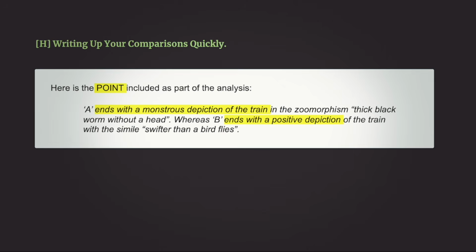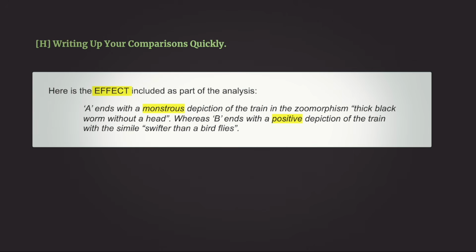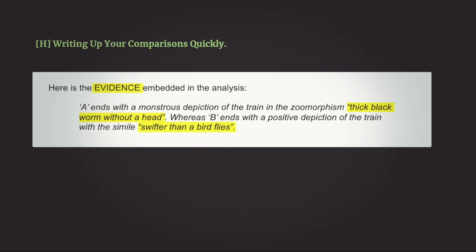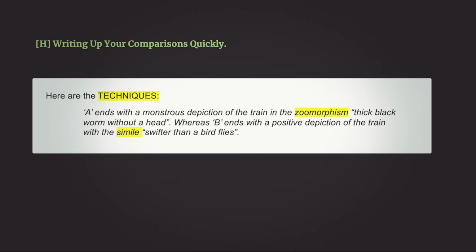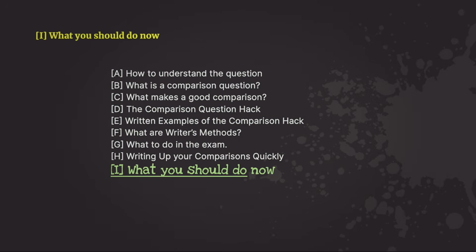So here's the point. Here is the effect, which understands and explains emotions. Here is the evidence. And here are the techniques. A big part of English is knowing how to write in a particular way in a particular situation, and a 24-minute question is not the place to write super long PEA paragraphs. And that's the guide. Let's have a look at what you need to do after this guide.